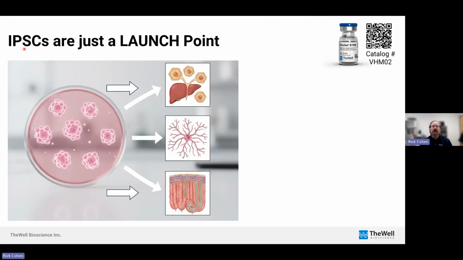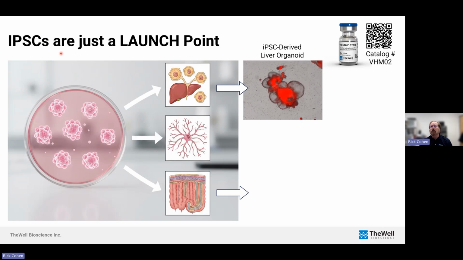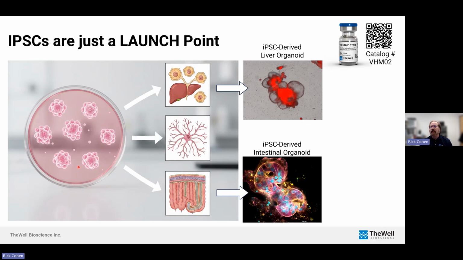And really, iPSCs are just a launching point. We can discover a lot of things about iPS cells in 3D, but you can differentiate these to many different outcomes. Liver, so we're working on iPSC-derived liver organoids, and this is with the red fluorescent protein line. Similarly, you can work on creating intestinal organoids. Again, this is iPSC-derived intestinal organoids, and I'll show you more data about deriving neural lineage cells in the next slide. And if you need more information about the Vitrogel stem, you can scan this QR code.